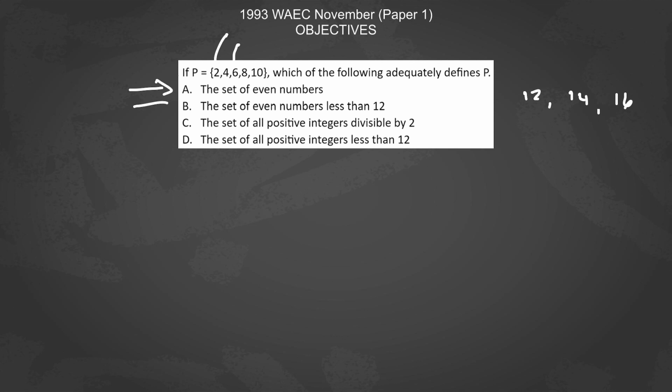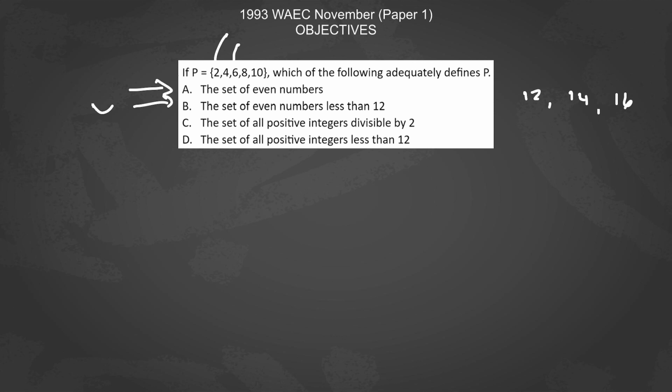What about option B? Option B is saying the set of even numbers that are less than 12. Let's see, is that true? Well, we see here that we have 2, 4, 6, 8, and 10. Yes. Option B seems to be the correct answer, but let's go ahead and look at options C and D.